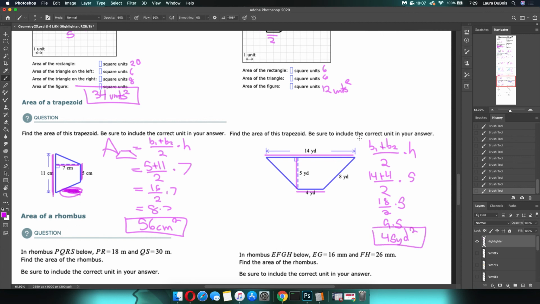So this right here is the new formula that they're trying to get you used to. Average of the bases times the height. I'll actually give you a couple of seconds to write that down.